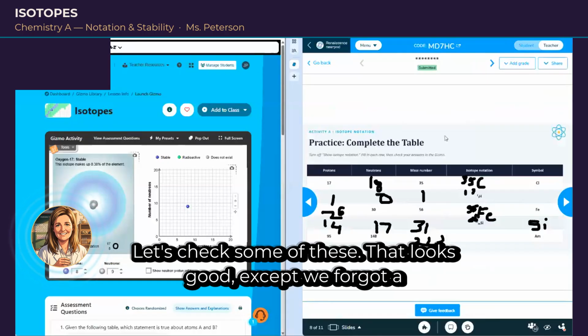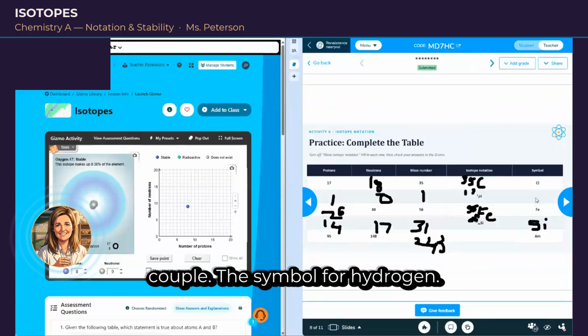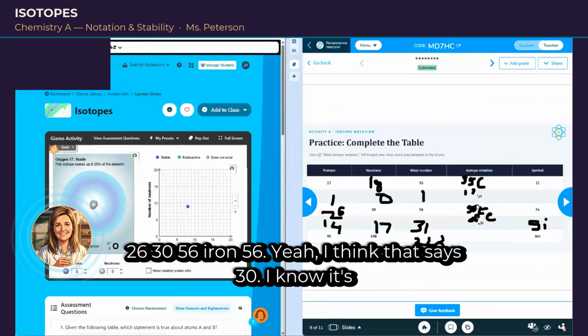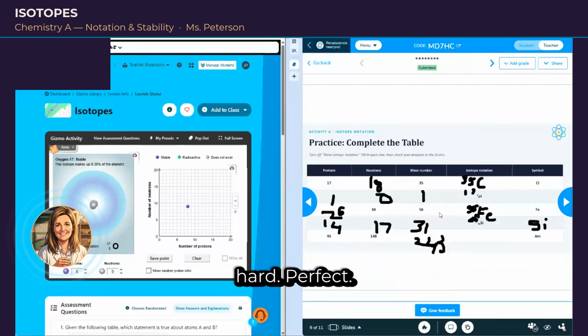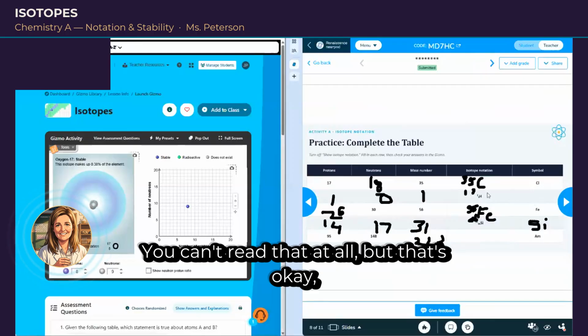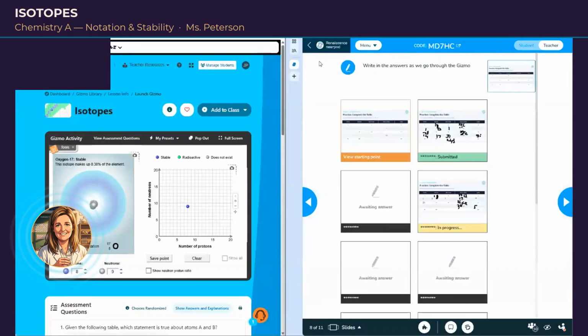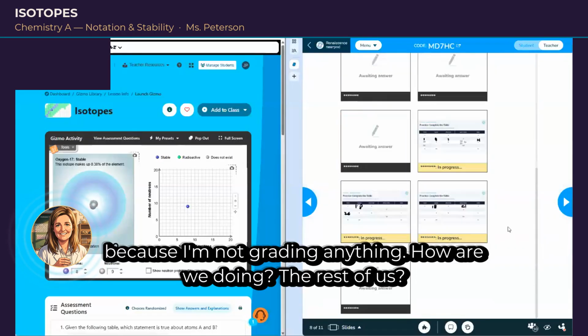All right, let's check some of these. That looks good, except we forgot a couple. The symbol for hydrogen, 26, 30, 56, iron, 56. Yeah, I think that says 30. I know it's hard. Perfect. You can't read that at all, but that's okay, because I'm not grading anything.